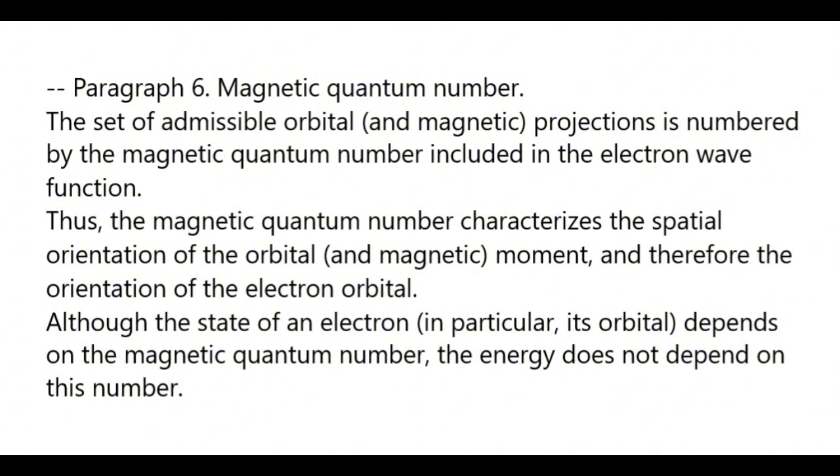Paragraph 6. Magnetic quantum number. The set of admissible orbital and magnetic projections is numbered by the magnetic quantum number included in the electron wave function. Thus, the magnetic quantum number characterizes the spatial orientation of the orbital and magnetic moment, and therefore the orientation of the electron orbital. Although the state of an electron, in particular its orbital, depends on the magnetic quantum number, the energy does not depend on this number.